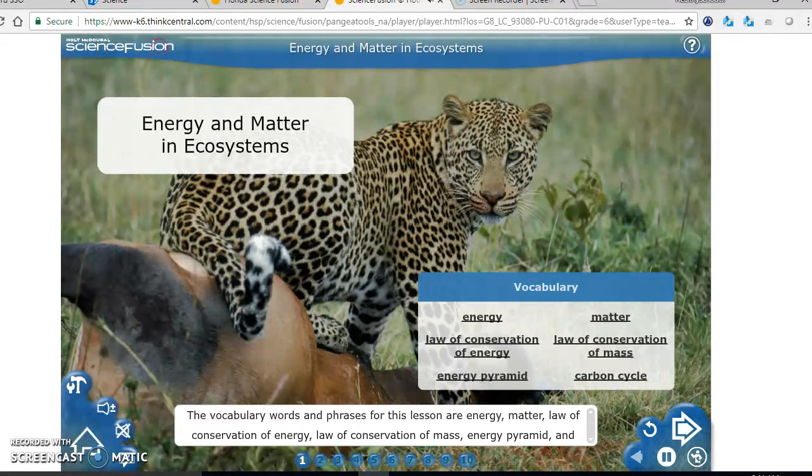The vocabulary words and phrases for this lesson are energy, matter, law of conservation of energy, law of conservation of mass, energy pyramid, and carbon cycle.